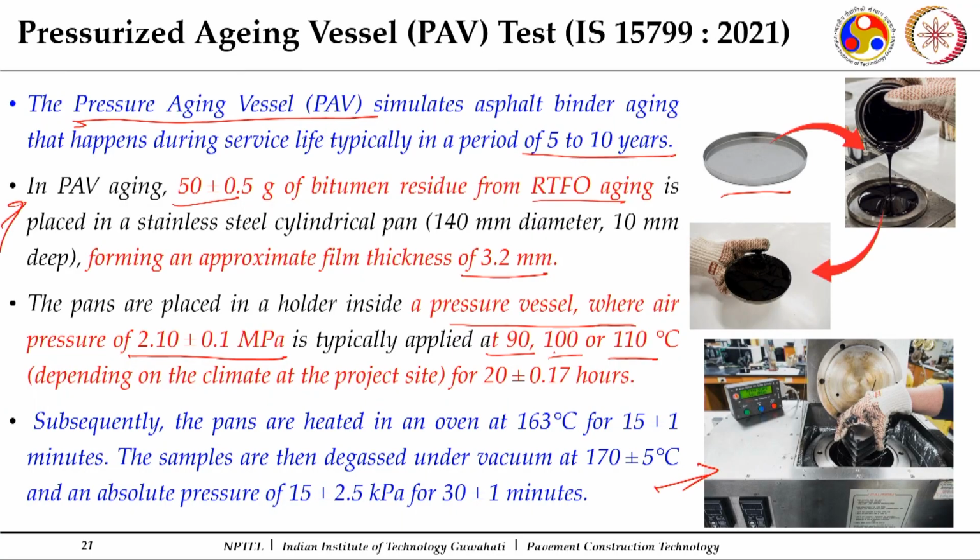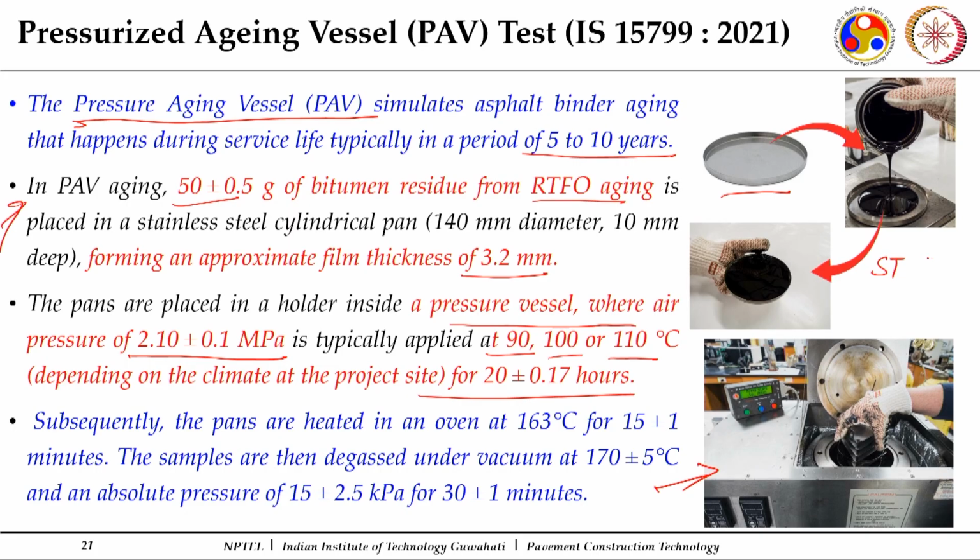Harder grades or softer grades are there. That we will discuss at a later stage, but it is subjected to a temperature around 100 degrees centigrade, and this test is done for a period of around 20 hours. Then the binder which is obtained out of it is subjected to a small process so as to remove any entrapped air, and once that is there with us, we have the long term aged binder also. This is short term aged and long term aged. So, we will have the short term aged binder and long term aged binder.